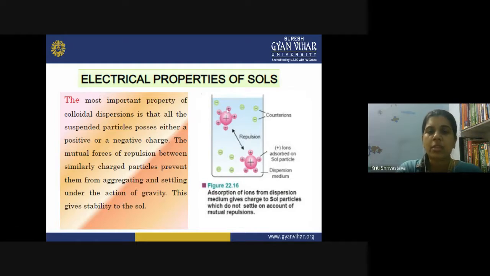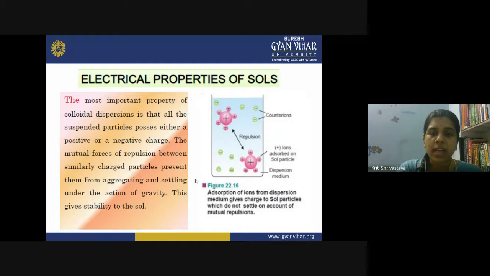So what happens if this charge was not present on the particle? Then these particles will combine together and aggregate, and when they aggregate, a larger particle will be formed, and this will quickly settle down due to the influence of gravity. So how do the colloids prevent the process of settling? Because they have a similar charge on all the particles, and these particles repel each other. This gives stability to the sol.